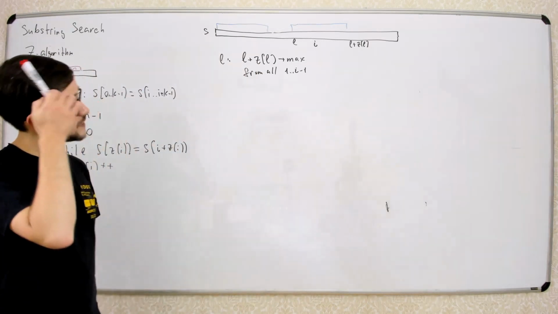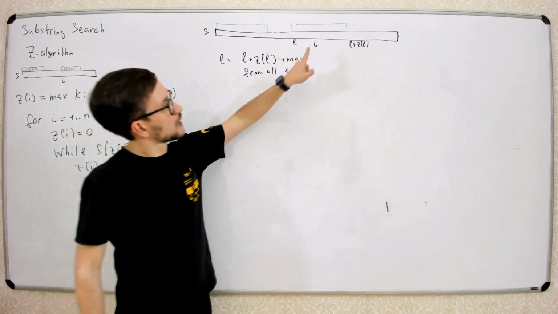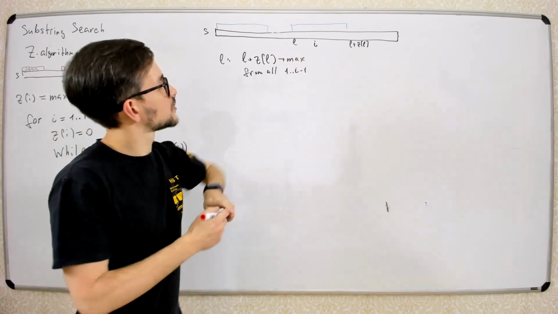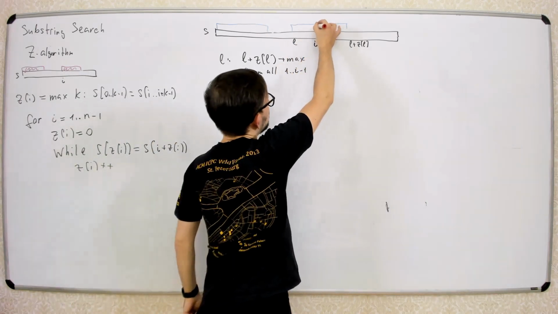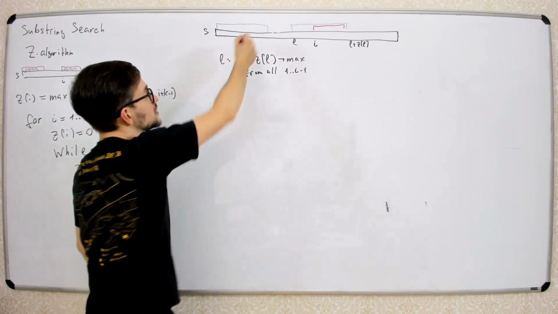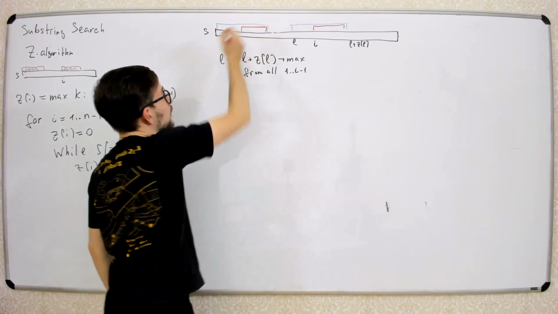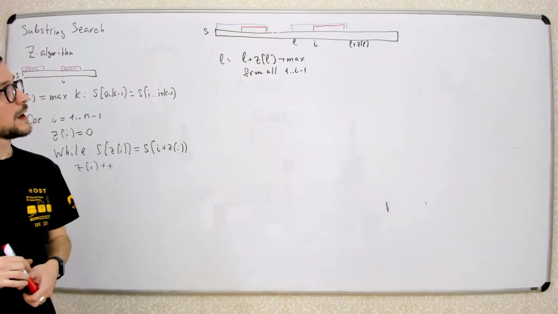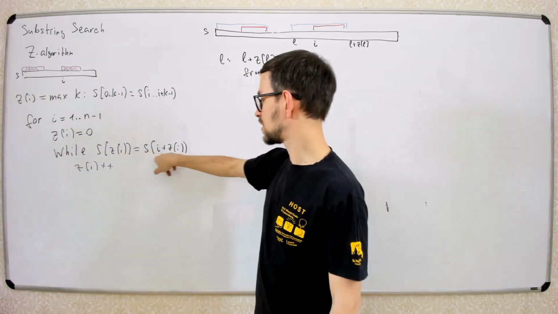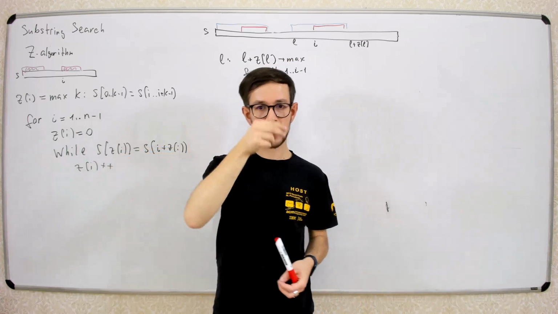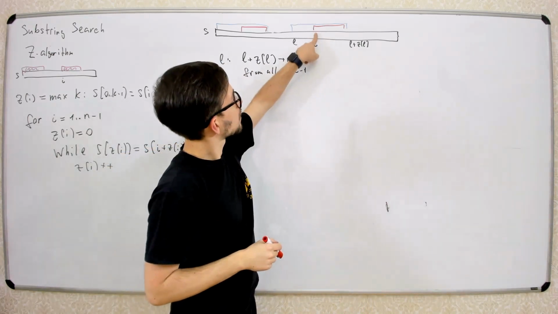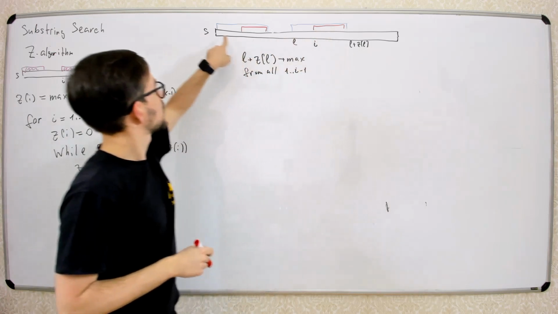But what's interesting here? Let's look at this position I. So this part of the string is actually equal to this part of the string. And what I want to do in this algorithm, I want to compare the characters from position I to the right, to the prefix of the string. So I want to compare these characters to the prefix of the string.